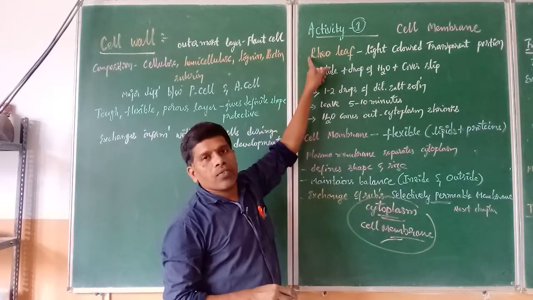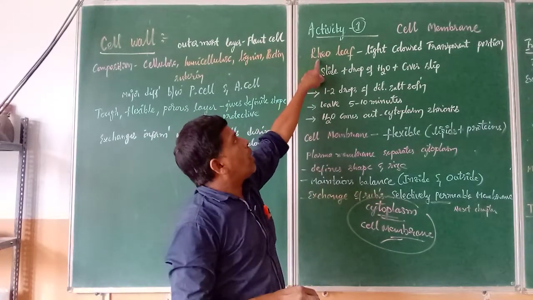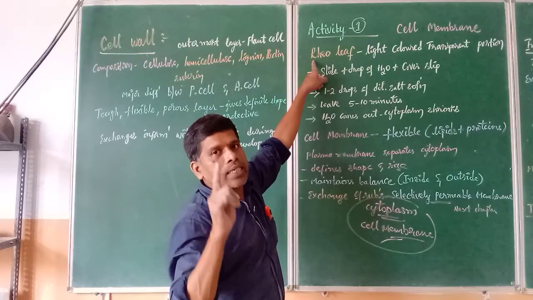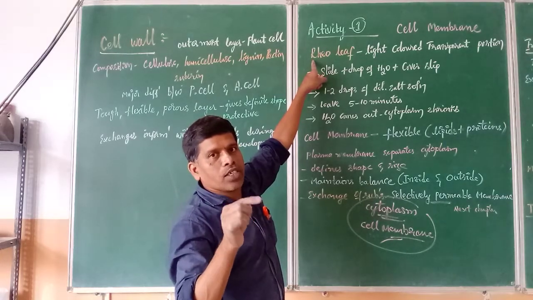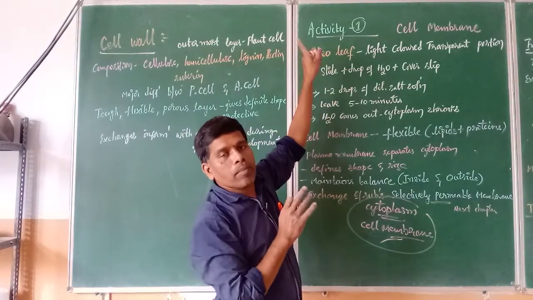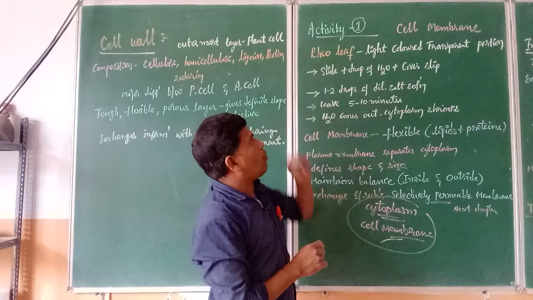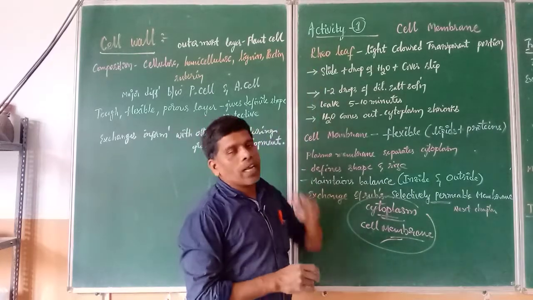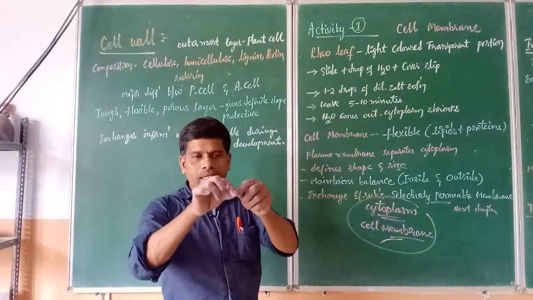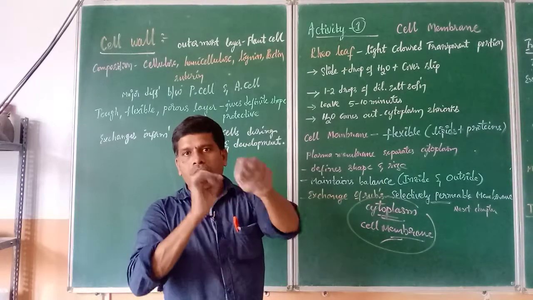So for this we are selecting a rheo leaf. So plant material we are taking. In plants it is the second layer, the innermost layer next to the cell wall. Cell wall is the outermost, the cell membrane is the second layer. Now the rheo leaf, if you take, is a commonly available plant. So take a rheo leaf and just tear it in a single stroke. In a single stroke you have to tear it.